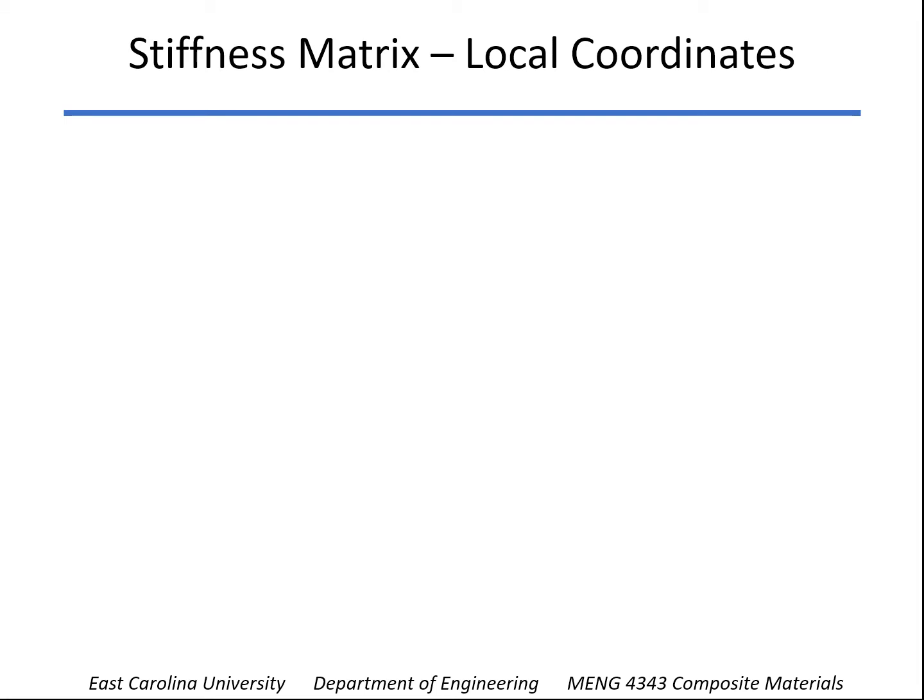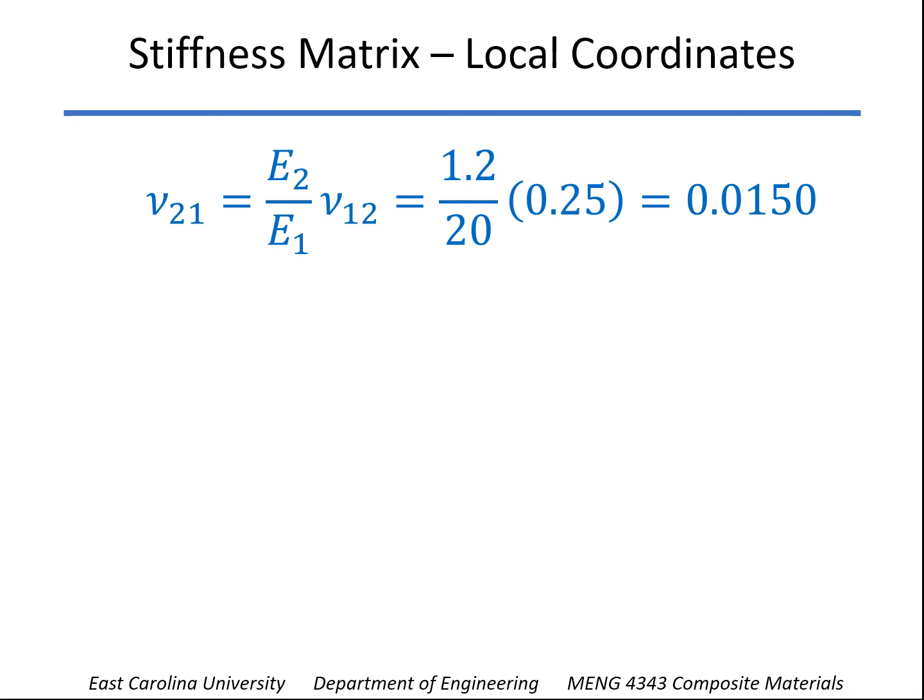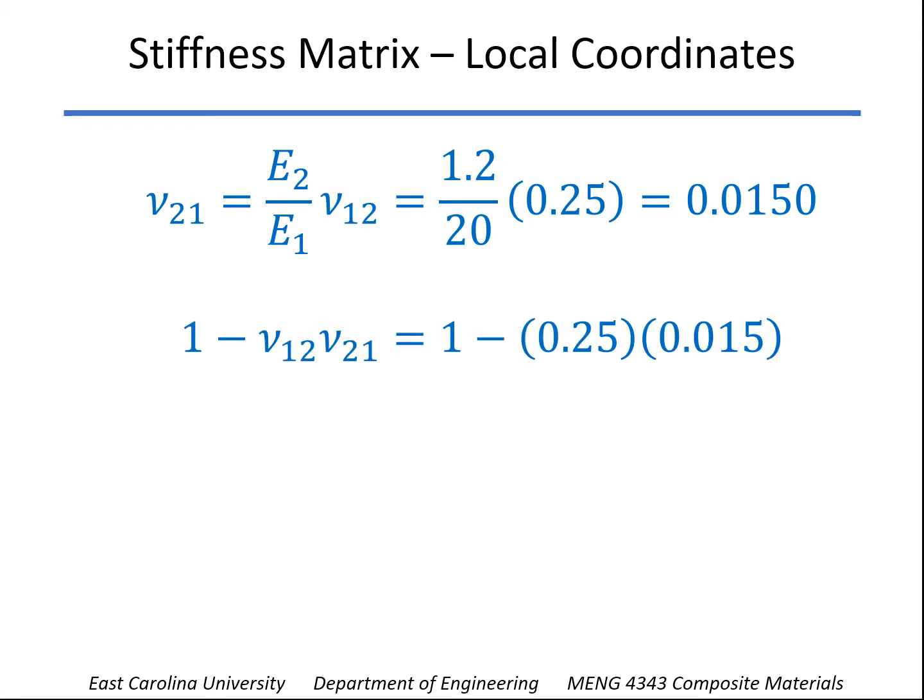So let's start out by forming the stiffness matrix. And in addition to those properties that we showed on the last slide, we need the Poisson's ratio 2:1, and we get that from the ratio here, E2 over E1 times the Poisson's ratio 1:2. That comes out to be a pretty small number. So if you stretch this in the transverse direction, the fibers resist any contraction, so that's why that's such a low number. But the quantity 1 minus nu12 nu21 comes out to be just slightly less than 1.